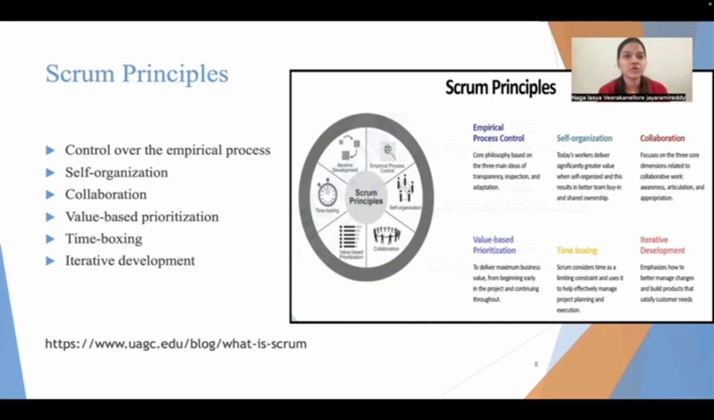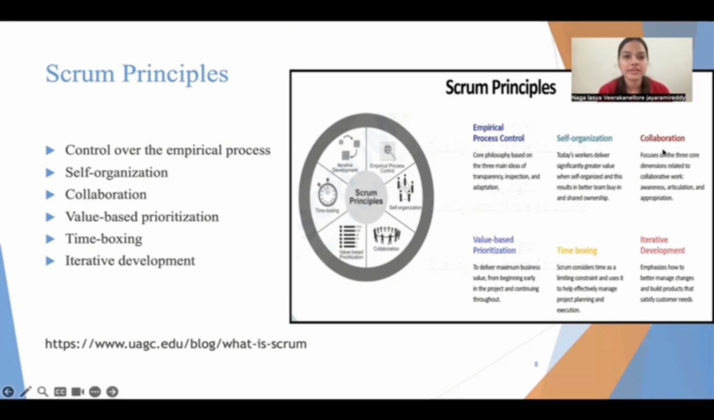The first one is control over the empirical process. In Scrum, empirical process is based on observation of hard evidence and experimentation rather than theory. It mainly focuses on three ideas: transparency, inspection, and adaptation. The next one is self-organization. The Scrum process relies on many individuals, so self-organization is essential. Everyone involved is empowered to work independently, and the self-organization principle allows for greater buy-in among all the parties.